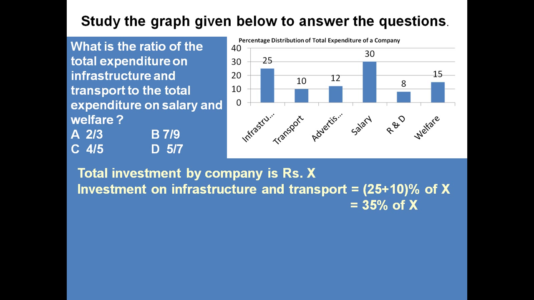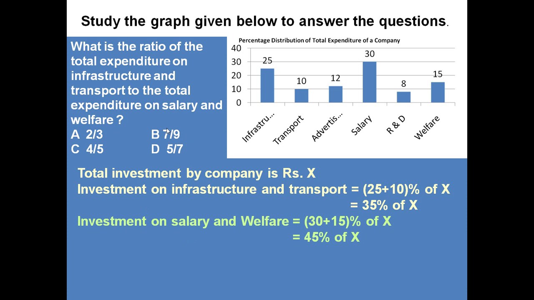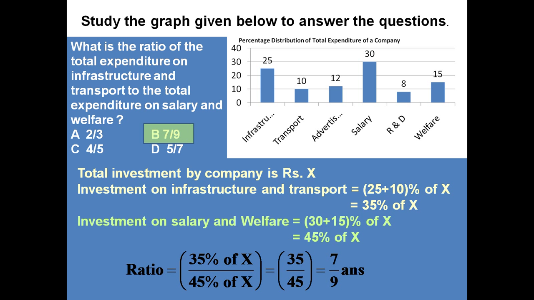Investment on infrastructure and transport: on infrastructure it is 25%, on transport it is 10%. 25 plus 10 is equal to 35% of X. Now investment on salary and welfare: on salary it is 30% and on welfare it is 15%. Total is 45% of X. Now their ratio, 35% of X divided by 45% of X, is equal to 35 upon 45, which is 7 by 9. So the answer is B, 7 by 9.